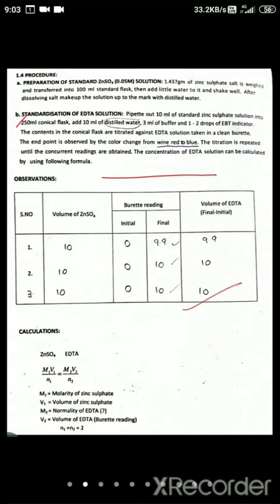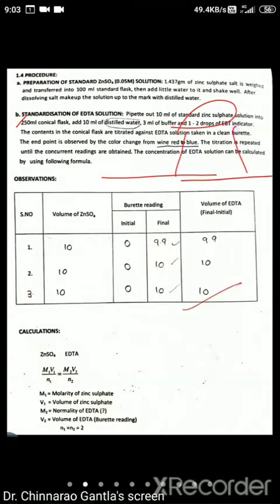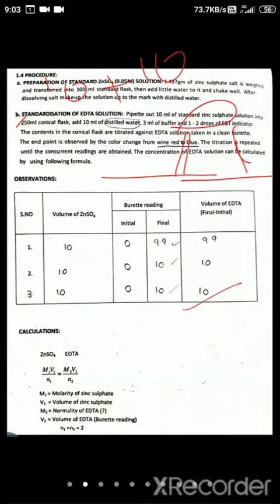Okay, what do you do? This is the conical flask. You take zinc sulfate 10 ml, plus 10 ml distilled water, plus 3 ml buffer, plus 1 or 2 drops of EBT, added to the conical flask. Okay, now what happened? Wine red color is formed. Here wine red color is formed.